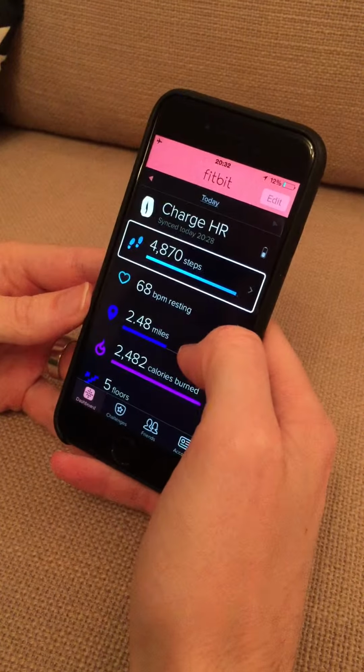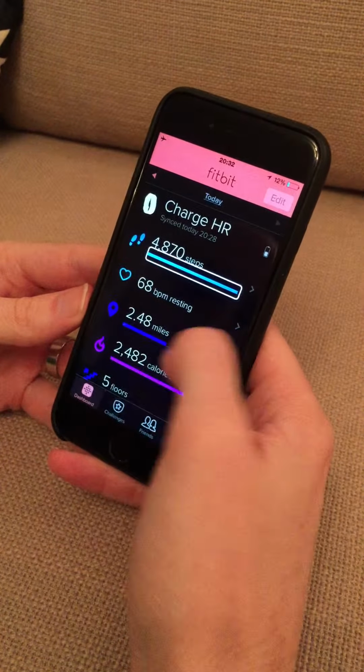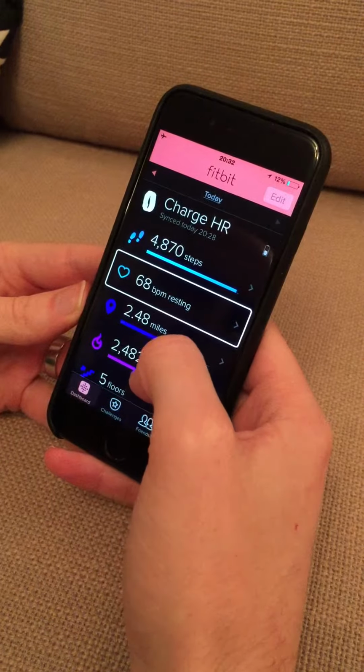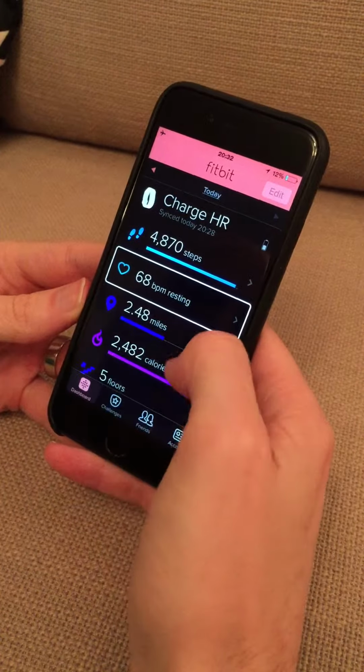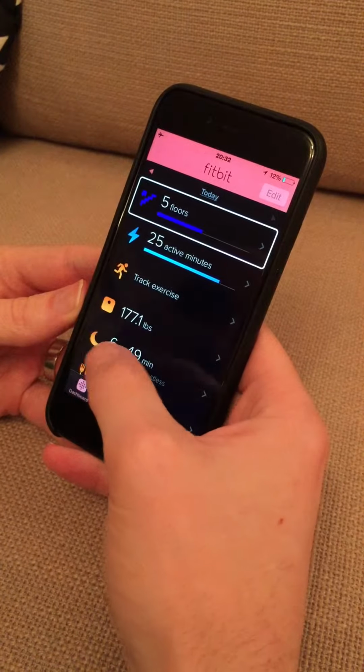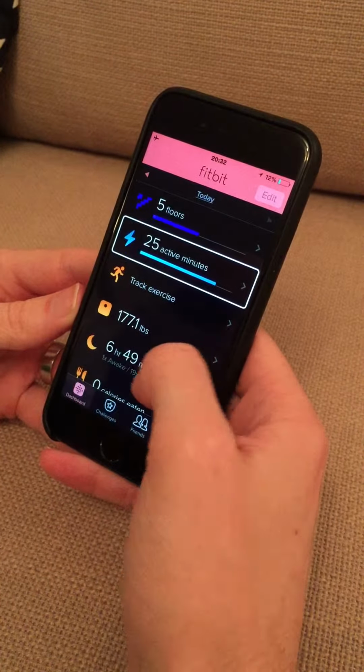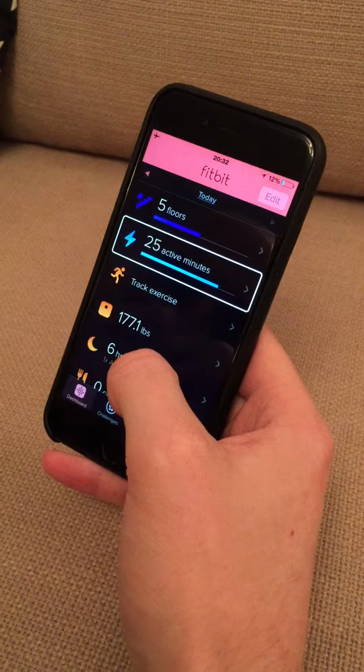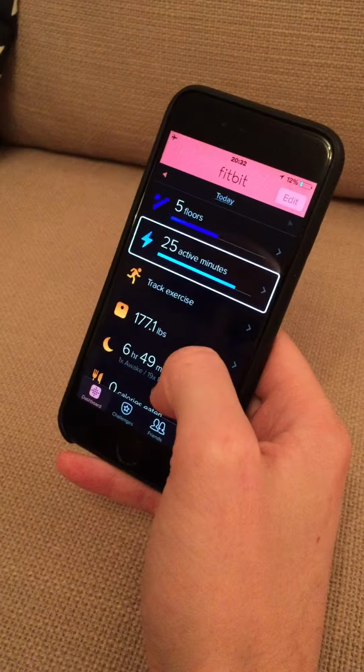For example, 4,870 steps, how many steps you've taken. 68 BPM resting. Apparently, I've got a really high resting heart rate today. 2.48 miles, that's how far I've gone today. 2,400 progress. 5 floors progress. 50%. 25 active minutes. So yeah, a lot of the information you need is accessible.